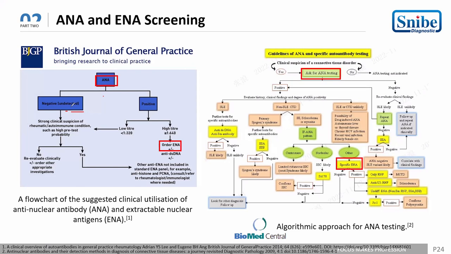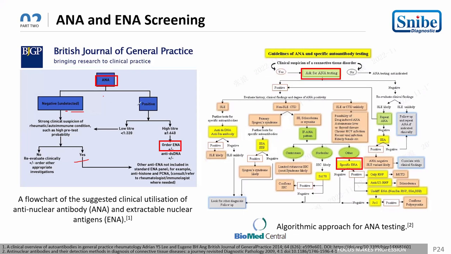So no re-evaluation clinically other than appropriate investigation, then go for a yes for the further. And this is basically a flow chart for the suggestion of the clinical utilization of ANA and extracellular nuclear antigen, anti-nuclear antibodies and extracellular antibodies, ENA and ANA profiling.